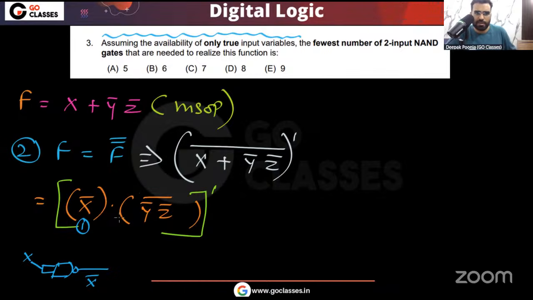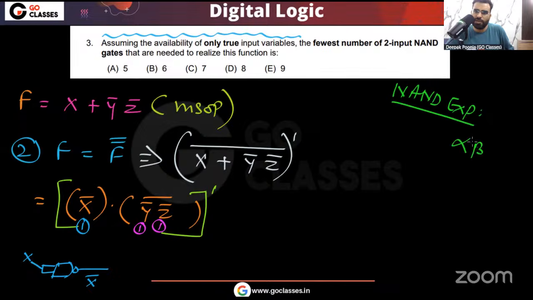Next, for this Y bar, I need one more. For this Z bar, I need one more. Now notice, assume this Y bar is alpha and this Z bar is beta. Then for alpha beta whole bar, I need only one, because that is the NAND expression. You already know the NAND expression is alpha beta whole complement. First you do AND, then you do complement. So for this Y bar one NAND gate, for this Z bar one NAND gate. But then this is alpha, this is beta, and alpha and beta whole complement.